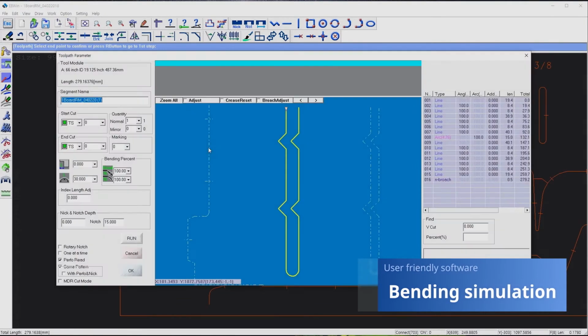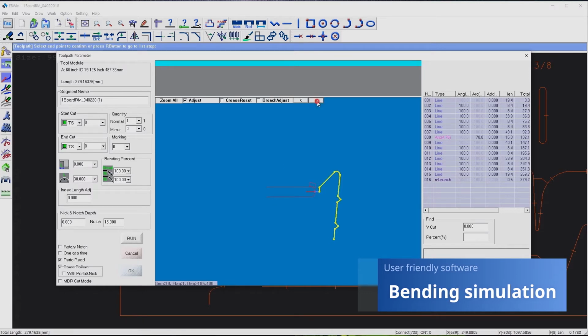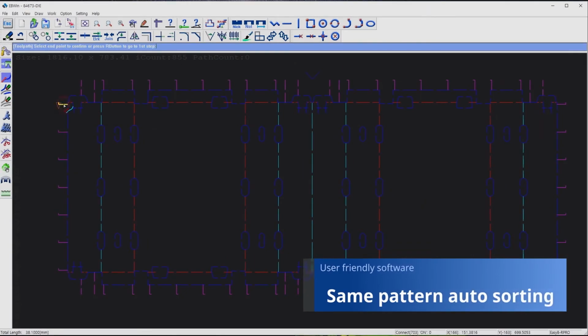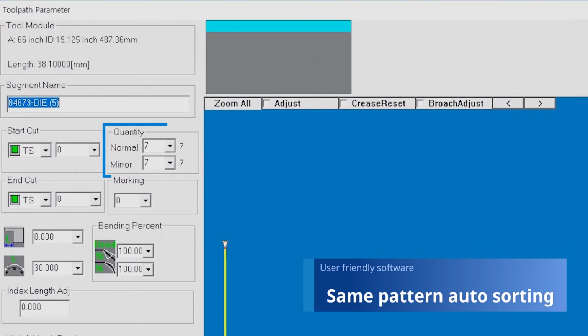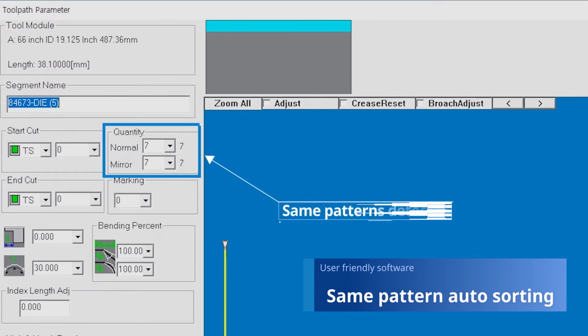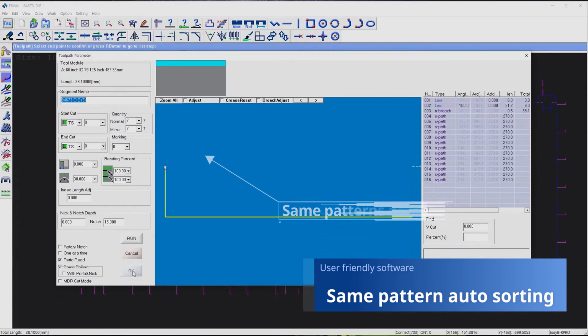Using a graphical simulation, operators can identify challenging segments and make adjustments before processing pieces. Auto detection of same shapes throughout a CAD file eliminates the need of counting the total number of the same pieces.